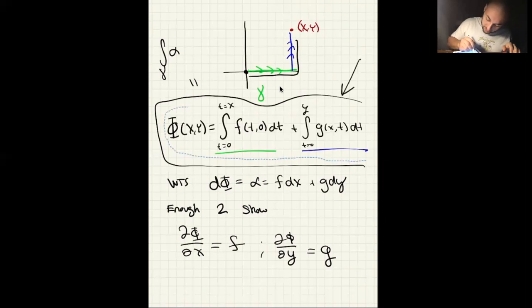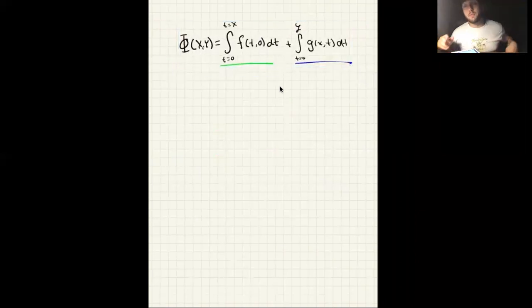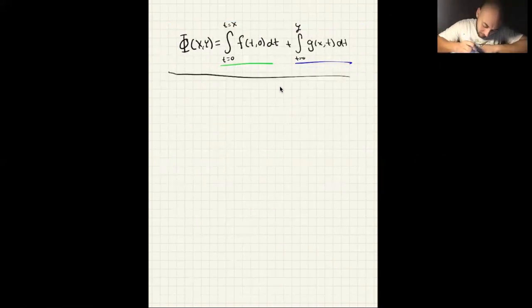I'm going to take this to the next page, and we'll take an x derivative, and I'll show that it has to be f itself. Then you can work out the details for why the partial derivative with respect to y is g. It's a very symmetric argument. So let's do partial phi partial x.